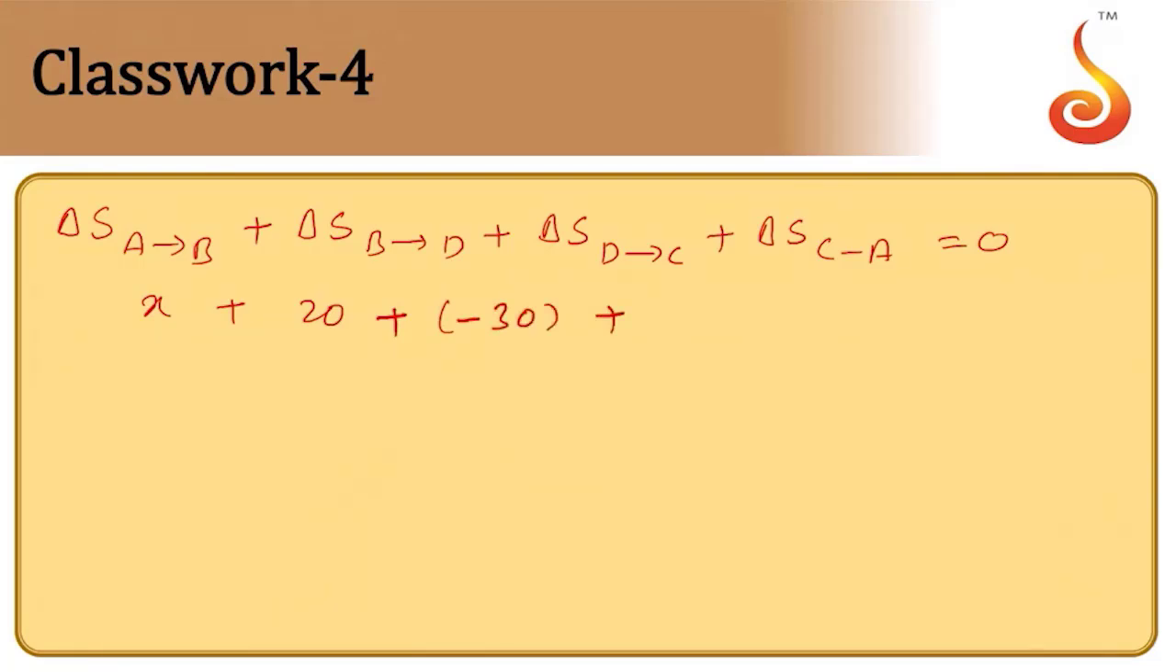Entropy change from C to A to C is given. So, C to A you require. This also becomes minus 50 now. But total value is equal to 0. Summation is equal to 0.